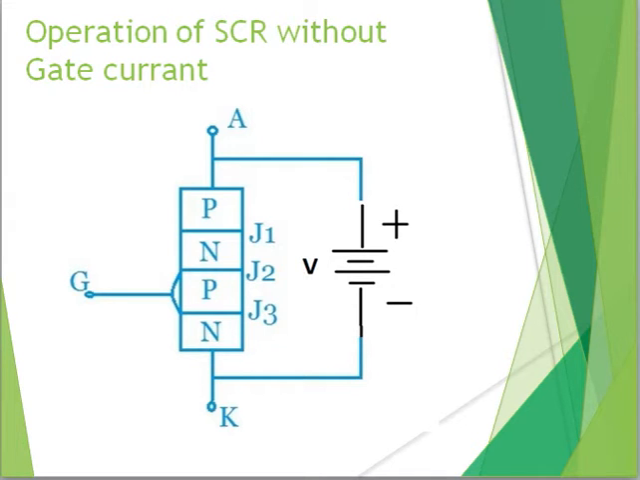As the anode to cathode voltage is increased, the voltage across junction J2 increases. At a certain voltage, this junction will break down and SCR will start conducting. This voltage is called the forward breakdown voltage, VBO. Thus, it is possible to turn on SCR without any gate current by increasing the voltage beyond VBO, that is the forward breakdown voltage.